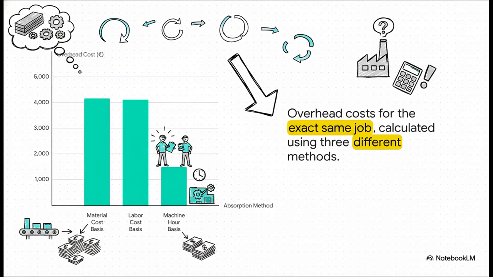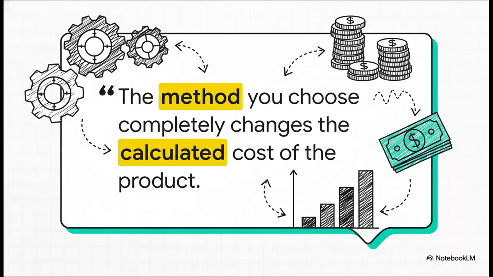So for a job that ran on a machine for a short time, that machine hour method probably gives you a much truer picture of the resources it actually used. Same job, same factory, but a completely different cost. And that's the bottom line here. Choosing an overhead method isn't just some tiny accounting detail, no way. It fundamentally changes the calculated cost of a product, and that, in turn, affects its price, how profitable it seems, and all the big business decisions that get made about it.